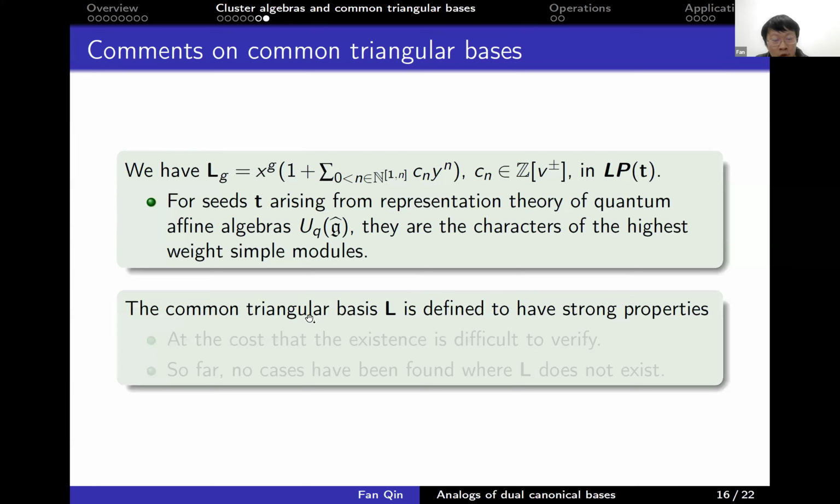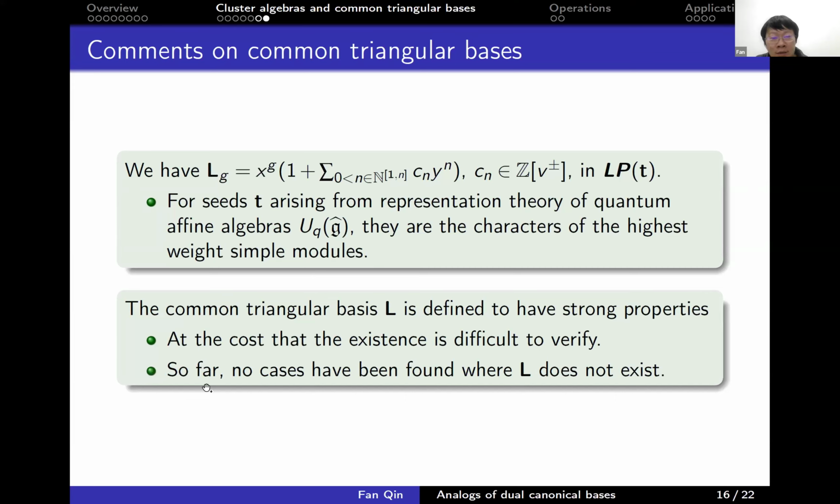And as I said, the common triangle basis in general is defined to have strong properties. So we put all the desired properties into its definition. And the price is that we do not know if it exists or not. But fortunately, so far, there are no cases where you can try to define it, but it does not exist. So we don't have counterexamples. If we are really lucky, maybe they always exist. But you need some mathematical theory to guarantee the existence, which we don't have for the moment. For the moment, I check the existence case by case in some sense.